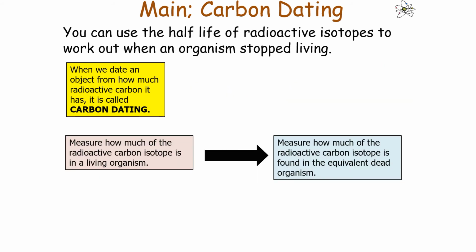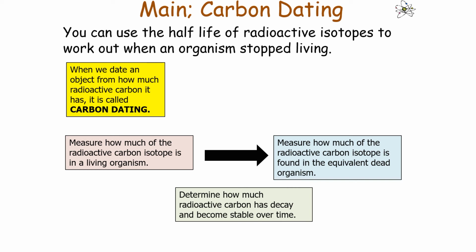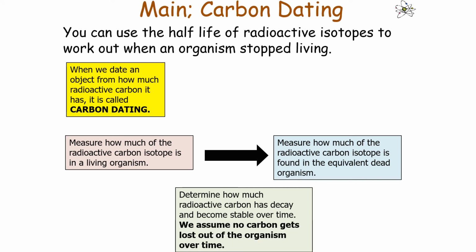So, how do you work out how old an organism is via carbon dating? Well, you measure how much of the radioactive carbon isotope is in a living organism. You then measure how much of the radioactive carbon isotope is found in the equivalent dead organism. You determine how much radioactive carbon has decayed over time and become stable, assuming that no carbon gets lost out of the organism over time.